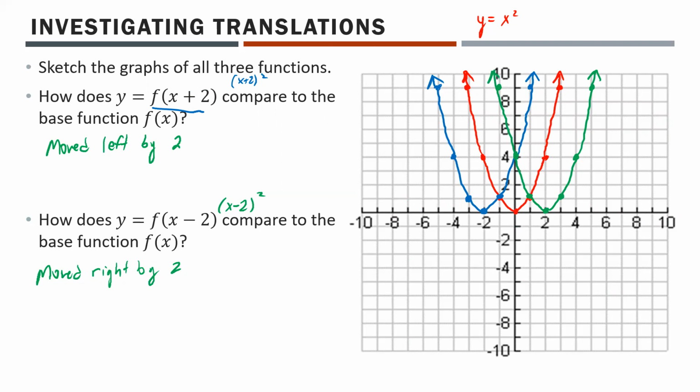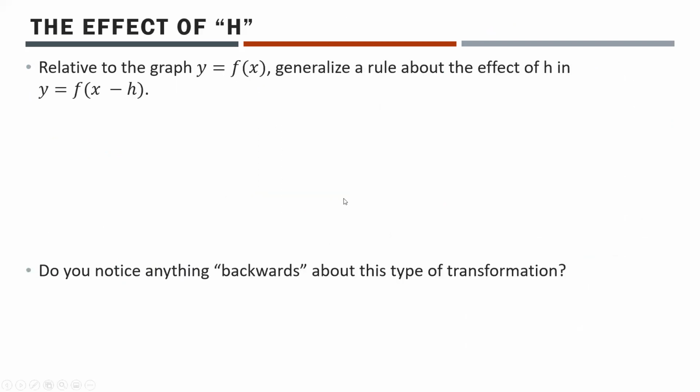But when we're doing function transformations, it's actually kind of backwards. When you have f of x plus 2, that's moving it to the left. If you have f of x minus 2, that's actually moving it to the right. Kind of a little weird, a little bit unexpected in my opinion, but just something you got to watch for. So if we're going to sum up the effect of h here, relative to the graph of f of x, generalize a rule about the effects of h in y equals f of x minus h.